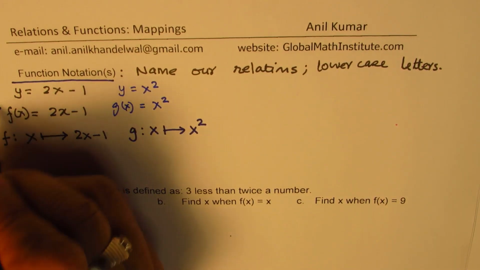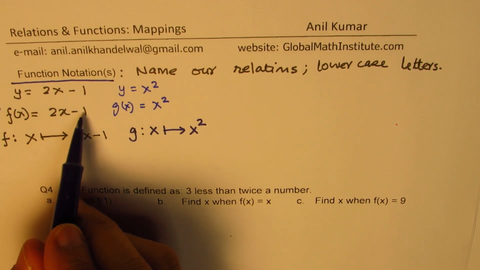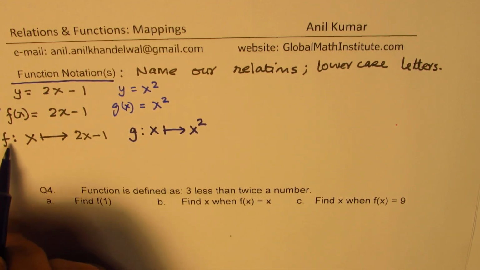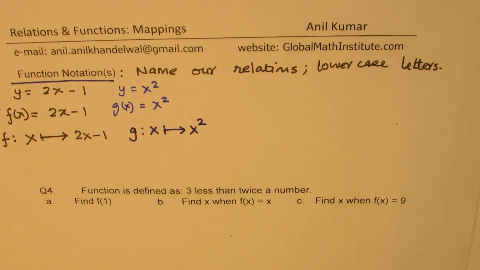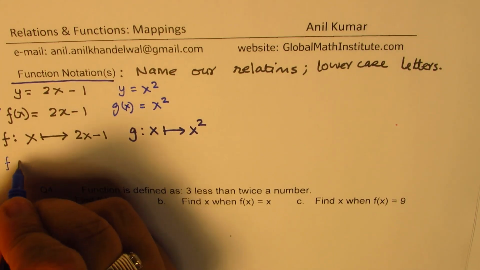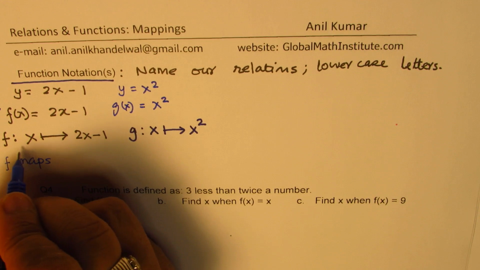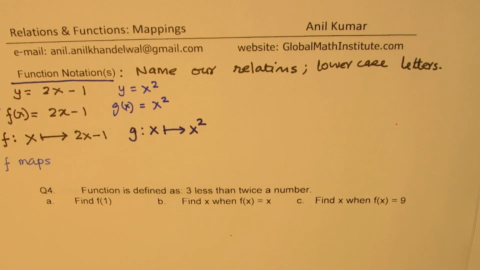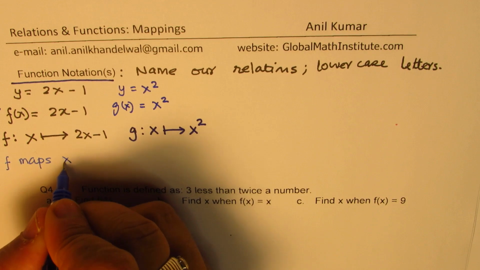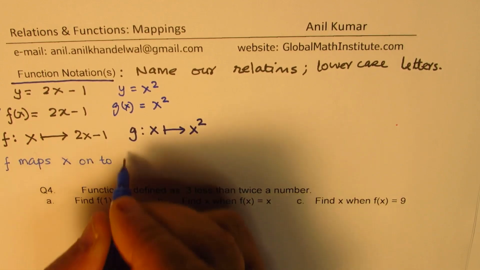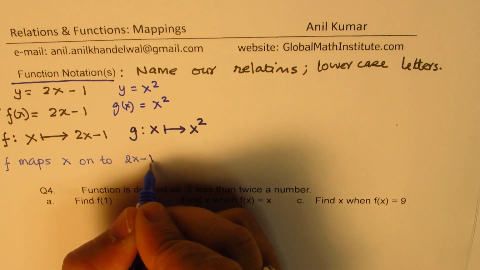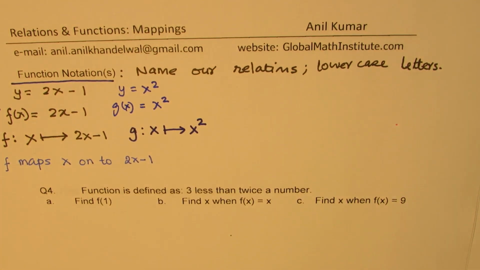Most of the time we'll prefer using f of x equals 2x minus 1, right? That is a more elaborate way of writing. Let me write down what each symbol here means and how we read it. To read this, we say f maps. As I said, functions are also mappings, right? So f maps x onto 2x minus 1. Does that make sense? So that is how we could describe it.